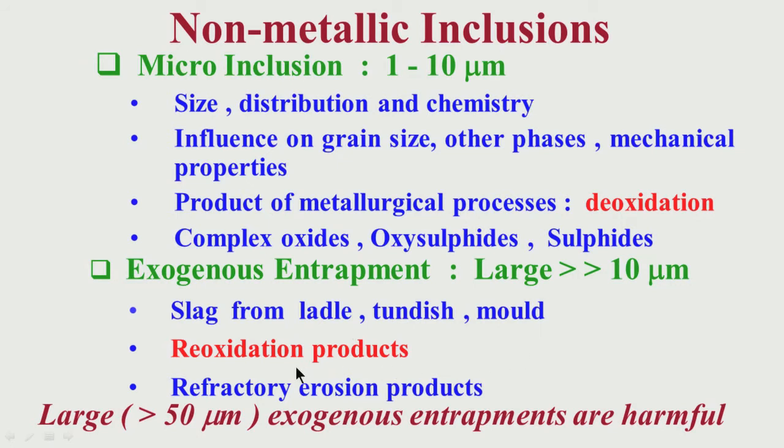So, exogenous entrapments can be slag from ladle, tundish, mold, this can be reoxidation products, renitrogen products, or it can be refractory erosion products. So, all these exogenous entrapments, when they are present at a size of large dimensions, are harmful. Harmful from the point of view of quality of steel. Why? They might affect the property, also they might create unseemly surface cracks or surface defects on the steel component. So, these are really bad.